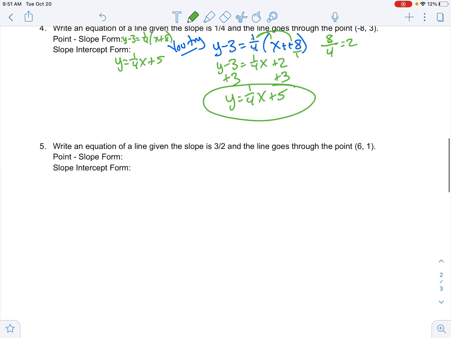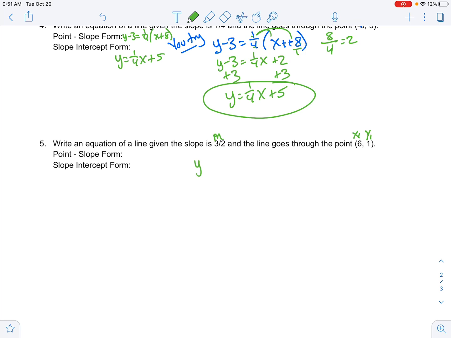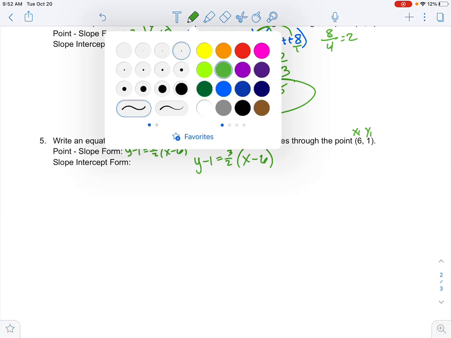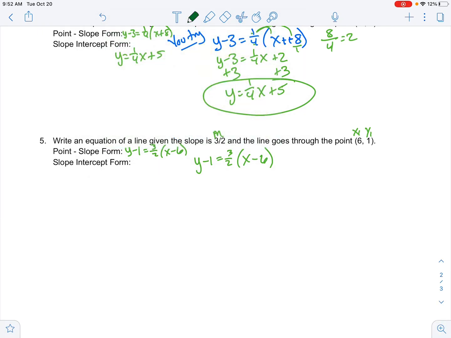Okay, let's try the last one. Write an equation of a line given the slope is 3/2. So what do we label that? We label that m. Goes through the point (6, 1), with 6 as x1 and 1 as y1. So my point slope form, we're going to plug it in. y minus my y1 is 1. My m is 3/2 times x minus my x1 is 6. There's your point slope form. So I'm going to bring that over here. Okay, now I want you to go ahead and solve for y, so get slope-intercept form.